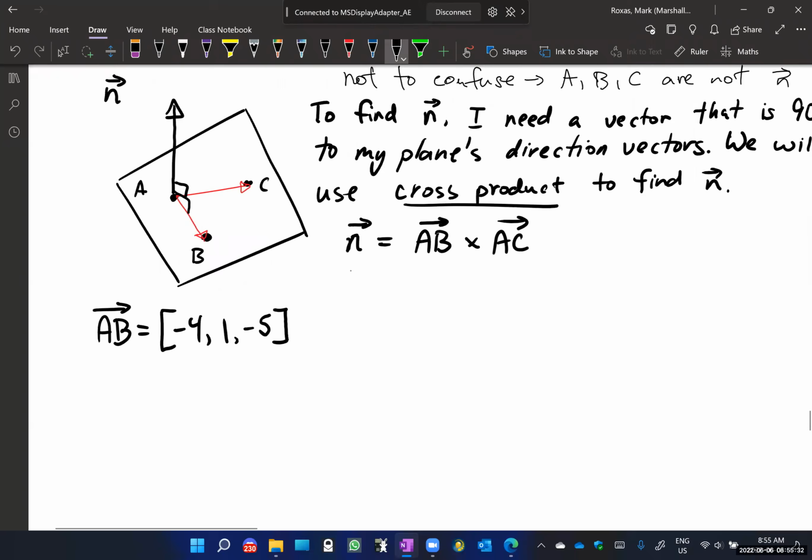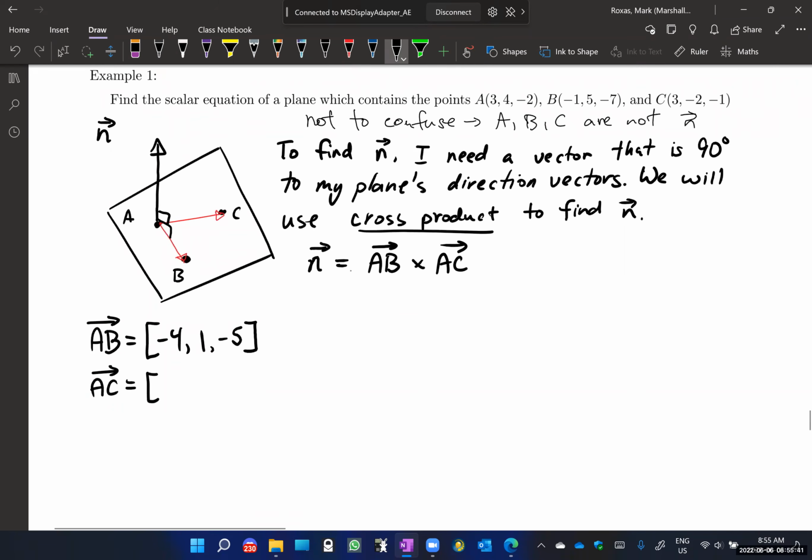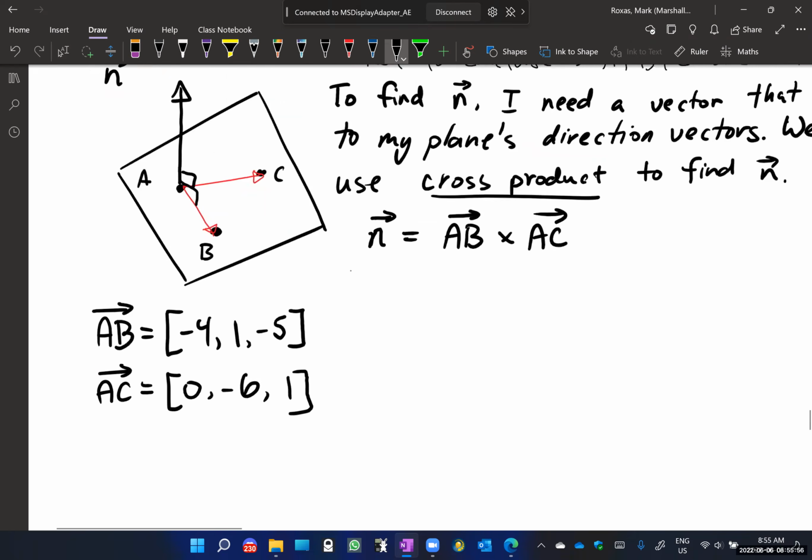Okay. And I'm going to create a vector from A to C. And that vector is, if I subtract the components, looking up here again, 3 take away 3 for the x, which is 0. And then we have -2 take away 4, which is -6. And -1 take away -2, which is +1. These are my two vectors for AB and AC. And then from these two vectors, I can find the cross product of them to get my normal vector.